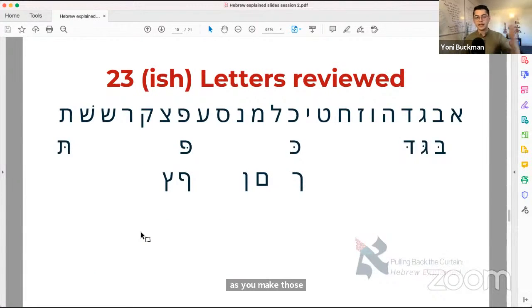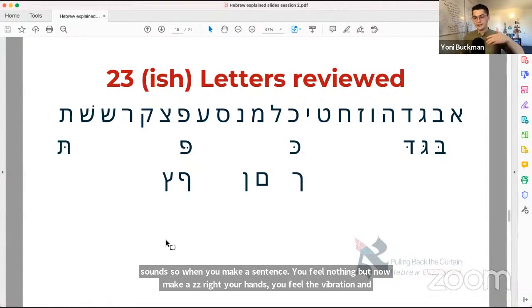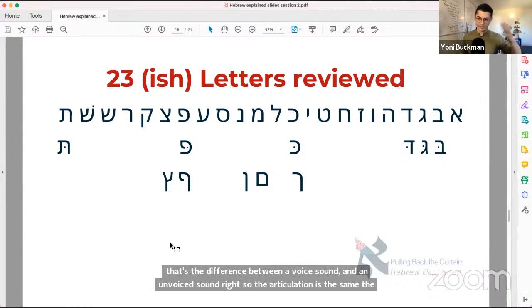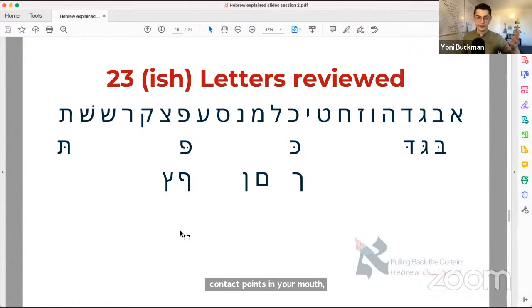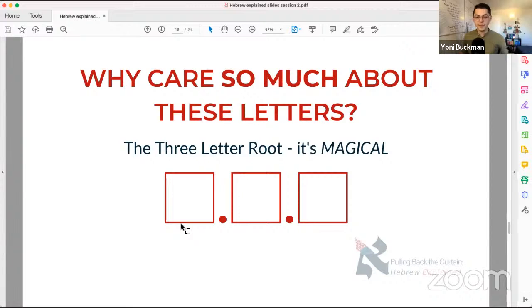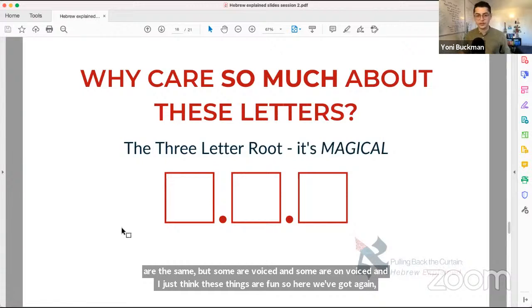So here we've got, again, our 23-ish letters. I talked about last week how I really don't care about the number. If you want to count the bet and the vet as different sounds, or different letters, because that's useful for you as a teaching tool, you can have as many or as few letters as you wish. But the question is, why does it matter which letters are actually individual and unique letters?